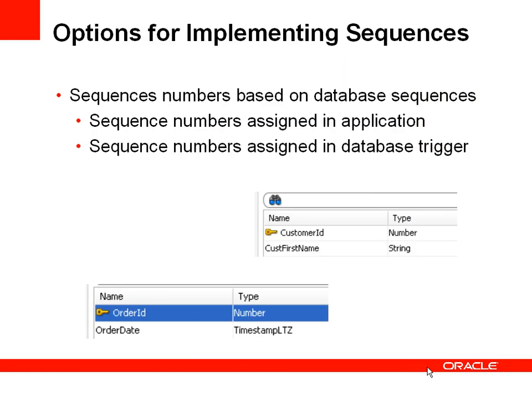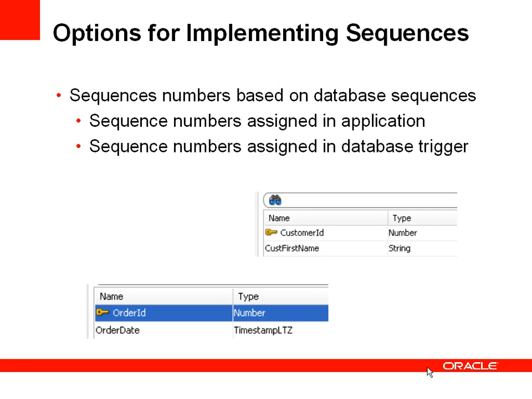So most ADF applications you'll probably find will be based on Oracle database tables, which will have primary foreign key relationships, and one of the things you have to do in this application will be to assign unique values to those primary keys. So primary keys such as customer ID, department ID, order ID are unique values that we have to assign when data is written to that table.